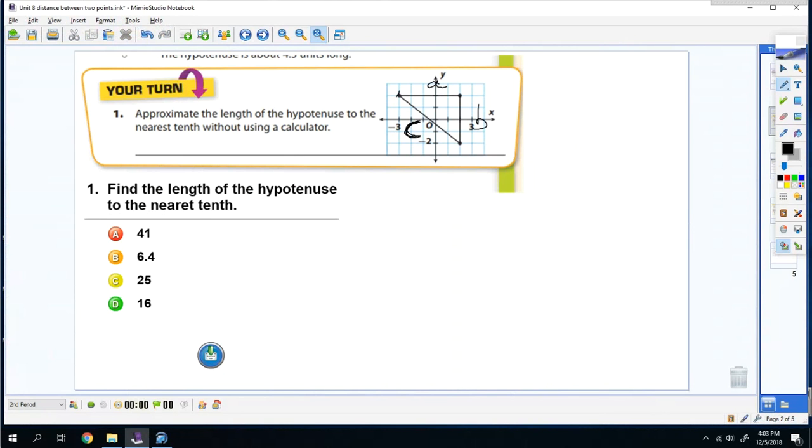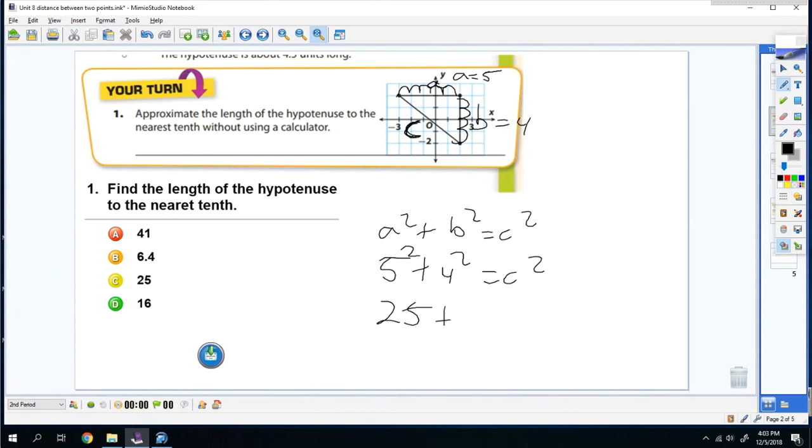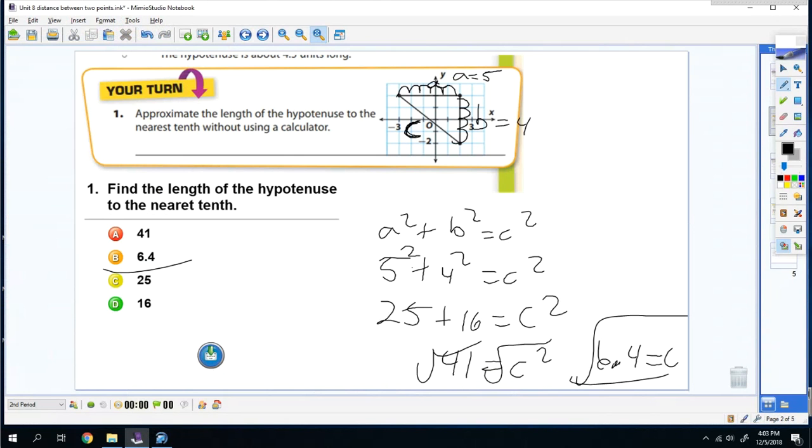So we're going to count 1, 2, 3, 4, 5. A is 5. 1, 2, 3, 4. B is 4. So we're going to do A squared plus B squared equals C squared. So 5 squared plus 4 squared equals C squared. So that's 25 plus 16 equals C squared. 25 plus 16 is 41. And you've got to find the square root of 41, which is about 6.4. So the answer would be B.